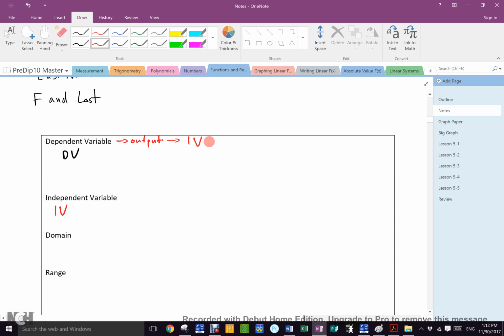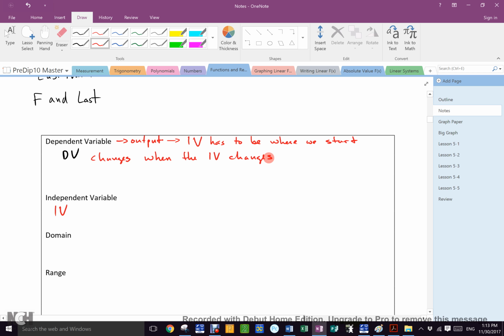The IV has to be where we start, right? The dependent variable changes because a variable by definition changes. It's variable. The DV changes when the IV changes. If the IV doesn't change, the DV doesn't change.